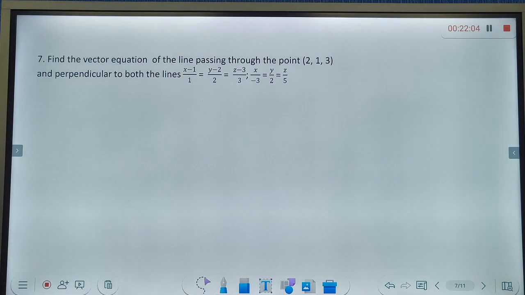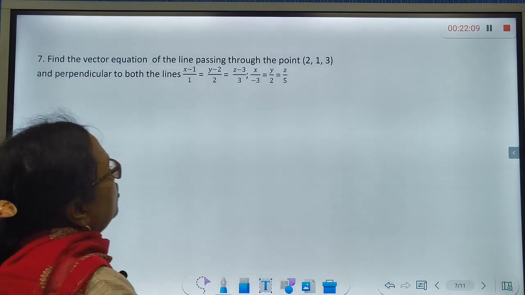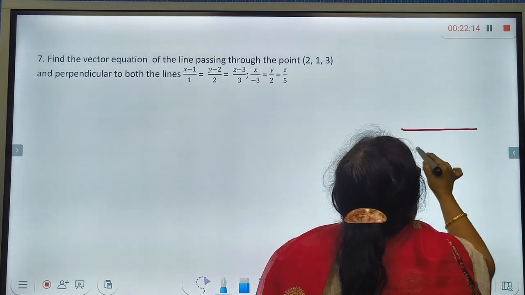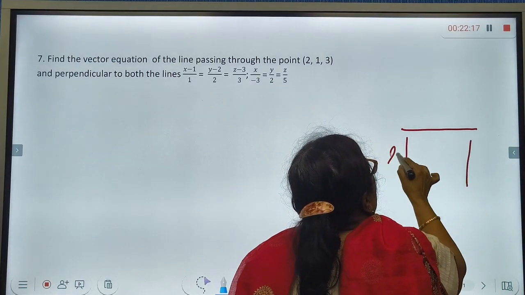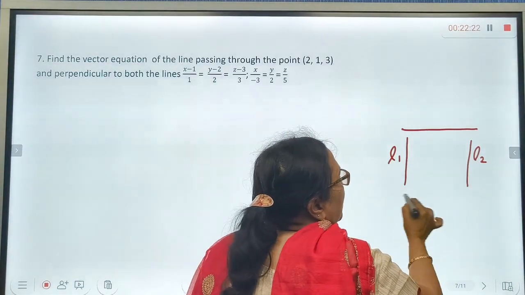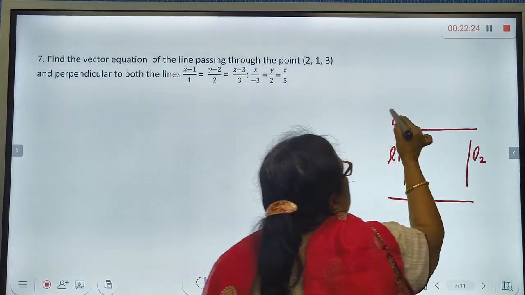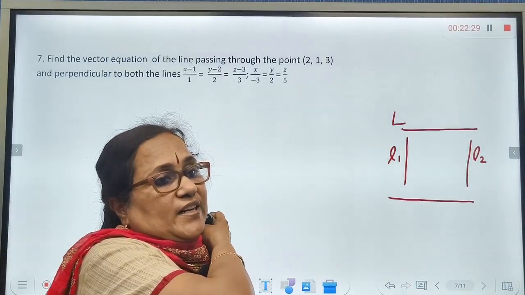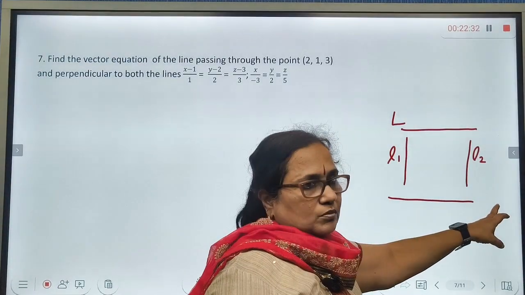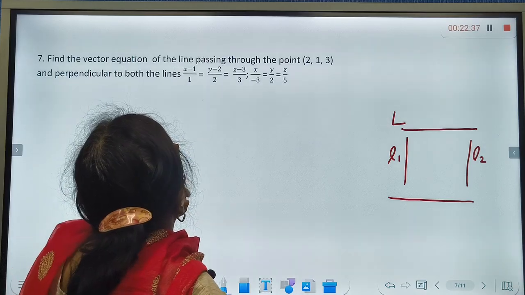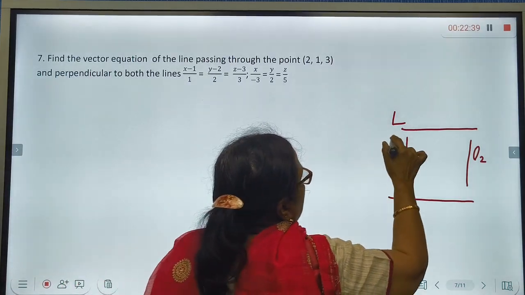Find the next problem. Find the vector equation of the line passing through a given point and perpendicular to two lines. When you have a line that is perpendicular to two lines, say L1 and L2, if I take L1 cross L2, it will be parallel to the original line. L1 cross L2 is a vector which is perpendicular to L1 and L2. So, naturally it is parallel to the given line L, whose equation we want to write.